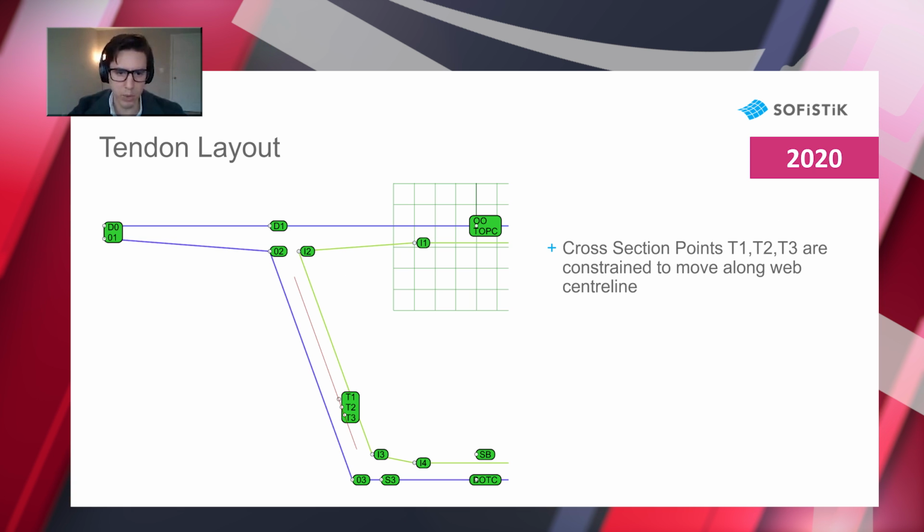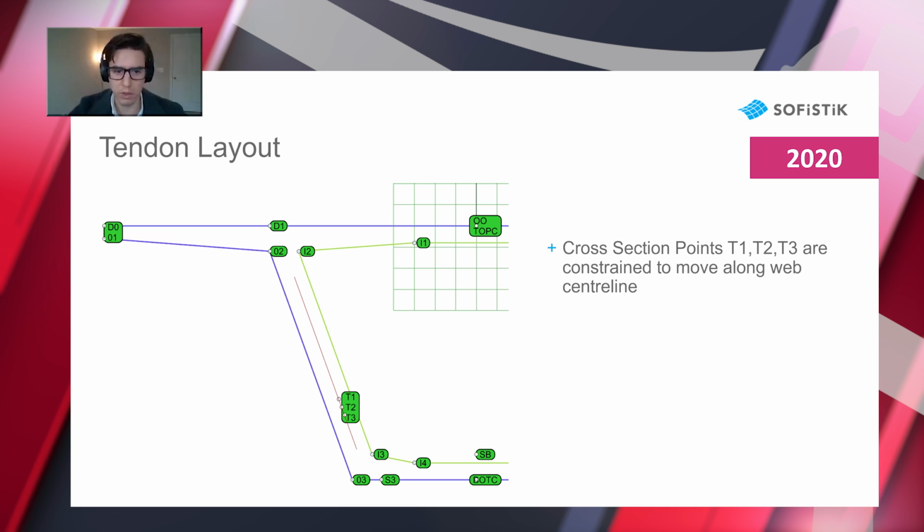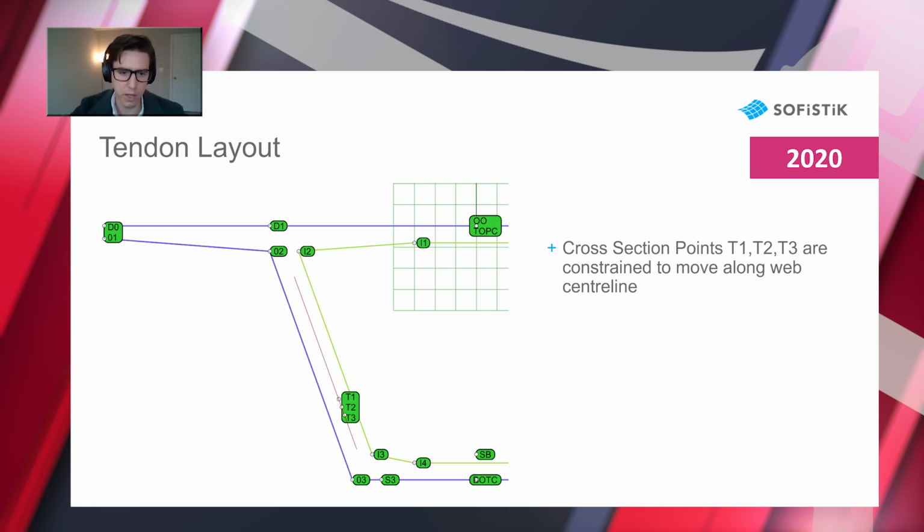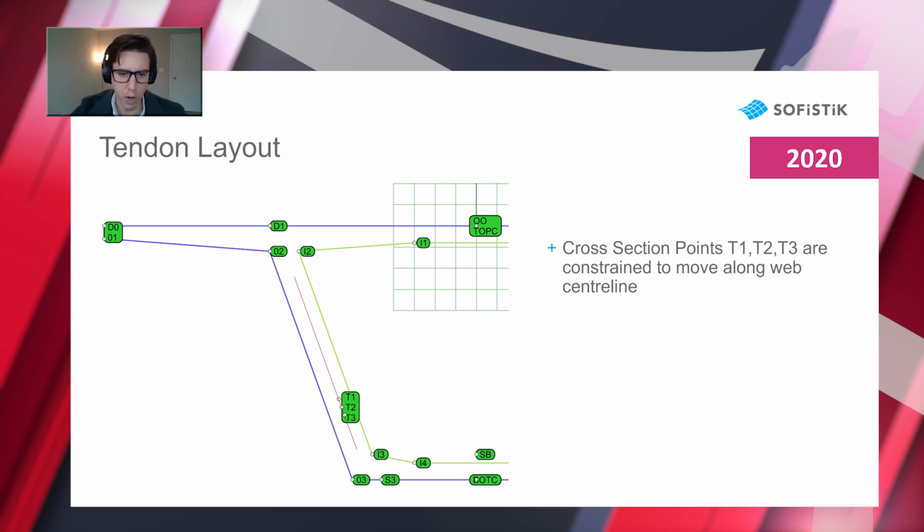So a little bit of how this works internally. This is a picture of our cross-section. We can see some cross-section points defined by their IDs, D0, D1, top center, bottom center, and so on. And we have 3 points for tendons. These points are called T1, T2, and T3, and they are constrained to follow the center line of the web. So that's how the cross-section is defined.